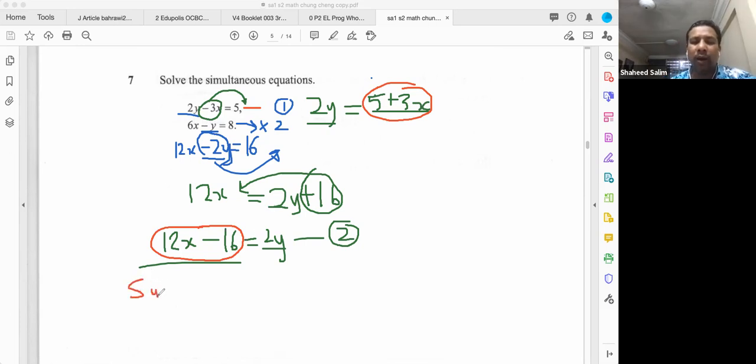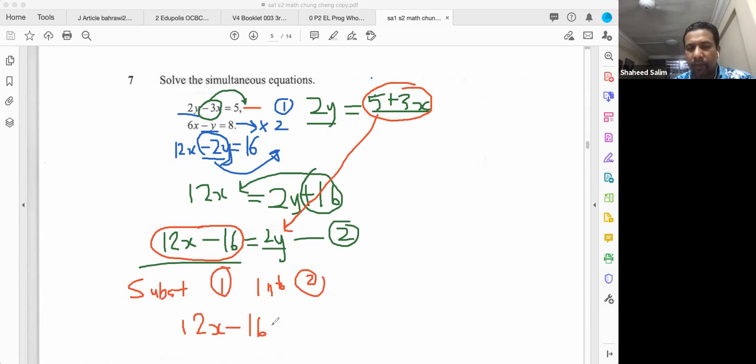Whether substitute 1 into 2 or 2 into 1 doesn't matter. We just say substitute 1 into 2. What does it mean? It means this value now is going to go inside this 2y. So now 12x minus 16 is equal to 5 plus 3x. Now you can continue from here.